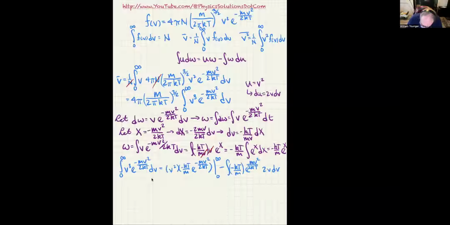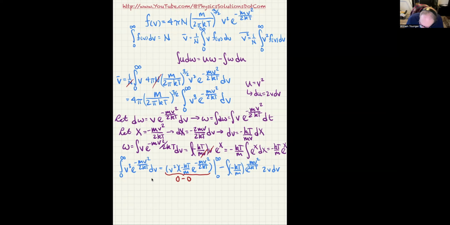So if you look at this specific product here, as v approaches infinity, the e to the negative mv squared goes to zero way quicker than the v squared grows. So that ends up giving you zero. And then when you plug in v equals zero, you also get zero. So this quantity is just zero minus zero, so that has no bearing on it.